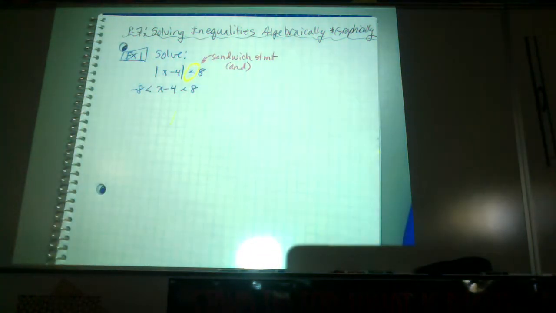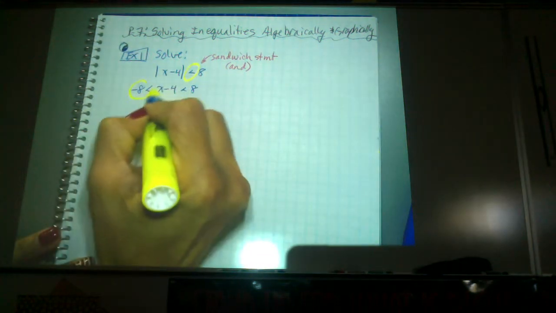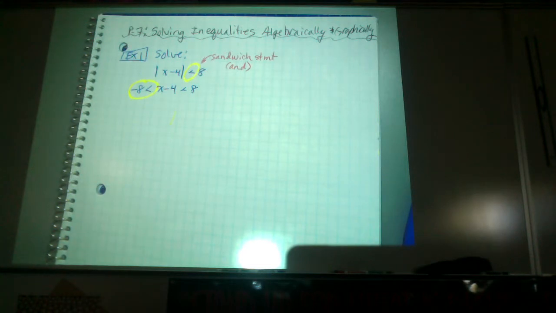So the part that you have to add on when you take off the absolute value sign is this part for your sandwich statement. So you keep the same sign, which really means we flipped it, and change the sign of that number. In this case, positive 8 to negative 8. If it were a negative 8, we'd make it a positive 8. Technically, the absolute value of something cannot be less than a negative number, can it? Because it's going to come out positive.